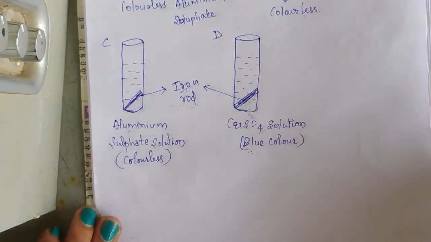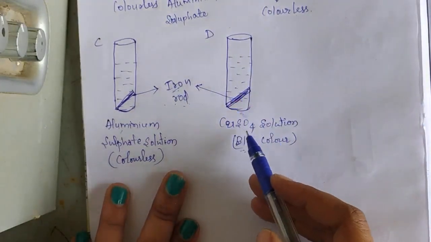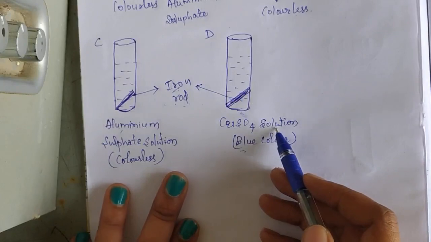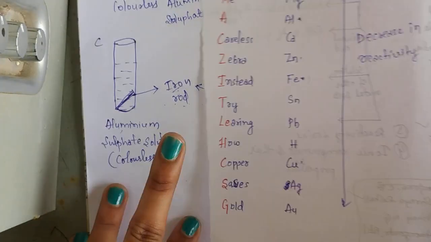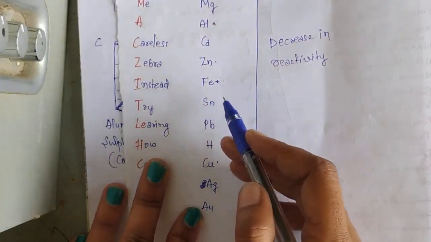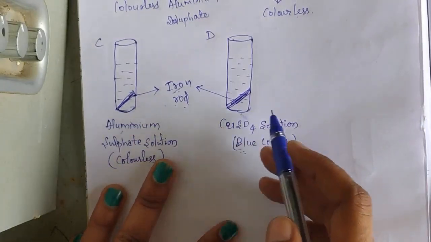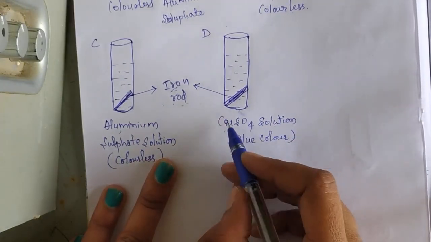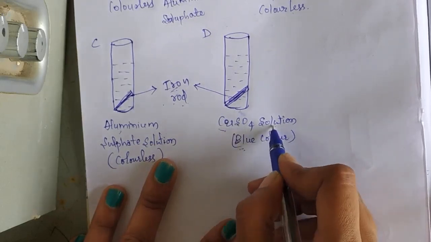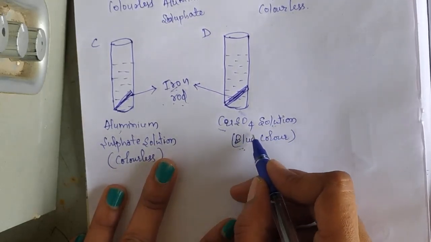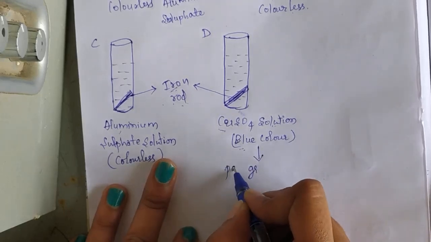Okay. When we move to test tube D, copper sulfate solution is taken and inside that an iron rod is immersed. We know that iron is present above the copper in the reactivity series. Therefore, iron is more reactive than copper and it will displace the copper atoms from copper sulfate solution. As a result, the blue color of the copper sulfate solution changes into pale green.